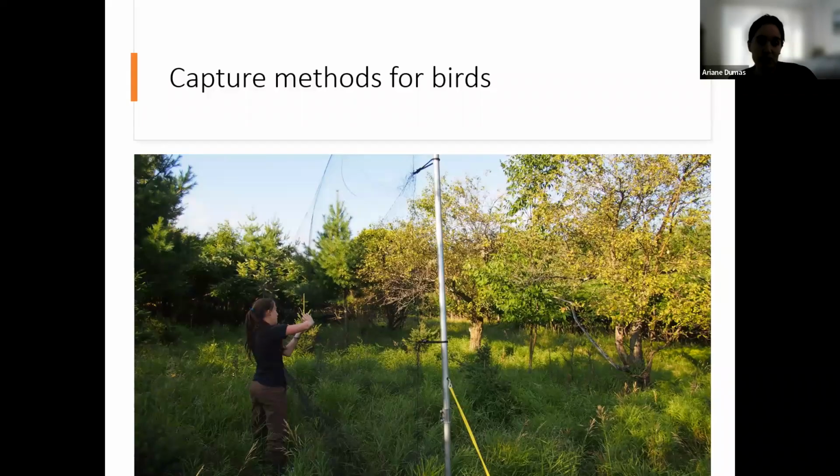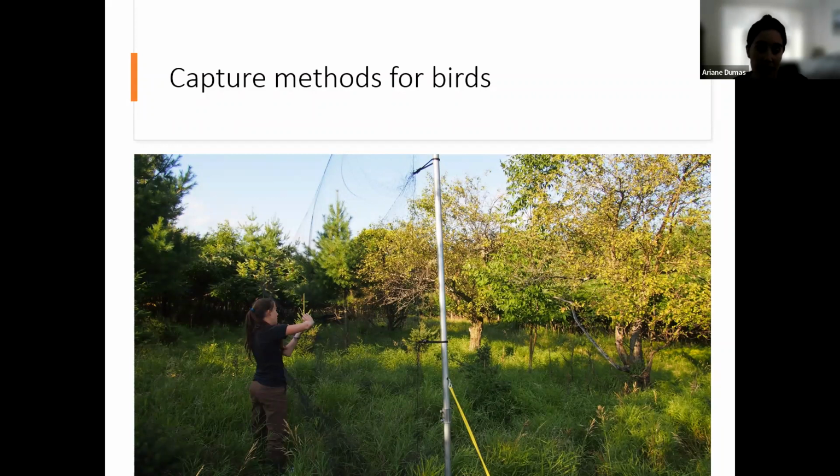Now I will move on to the birds. As part of my PhD, I also carried out captures of breeding birds. For example, I wanted to identify the bird species that could act as a reservoir for Borrelia burgdorferi, to compare the contribution of these birds to that of rodents in the transmission cycles of Borrelia.